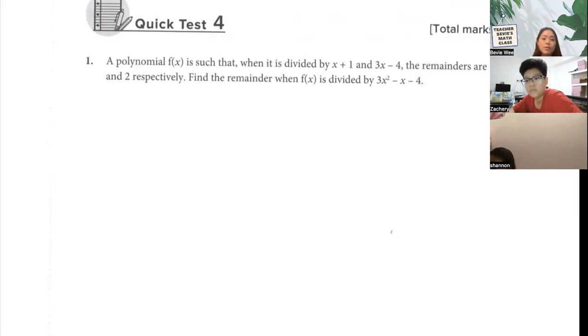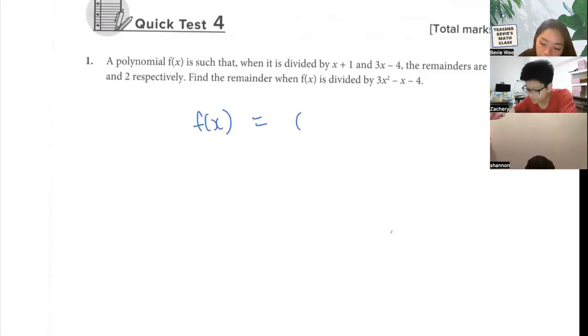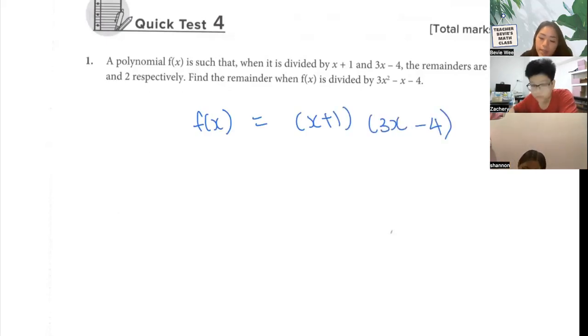So after I times, I must still remember to do what? Add in the remainder. Yes, correct. Okay, so for my f(x), I'm going to work backwards like what Shannon said. I'm going to take this times this, then I need to plus ax plus b.